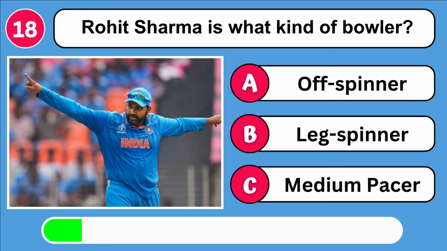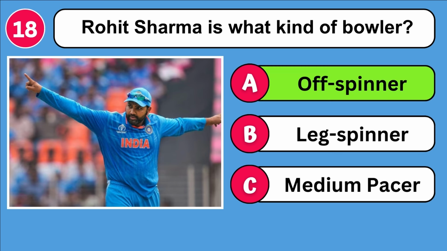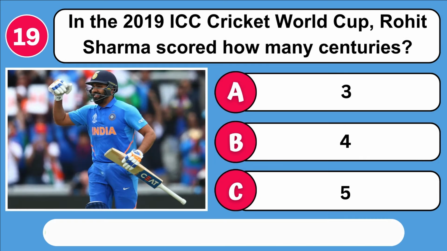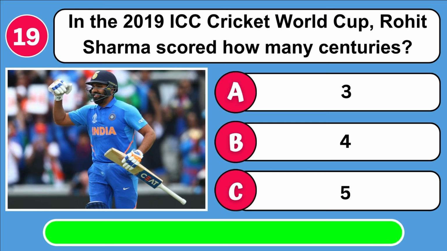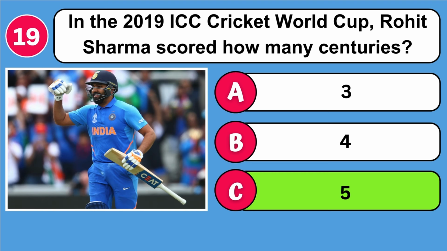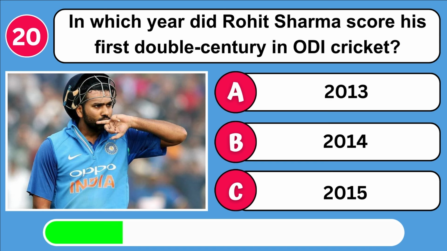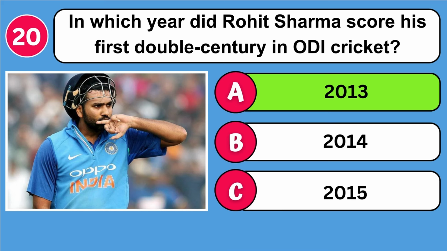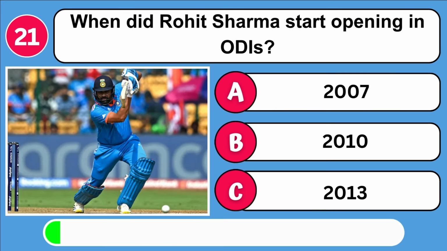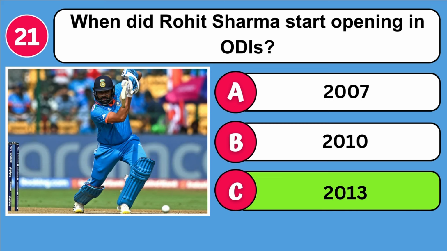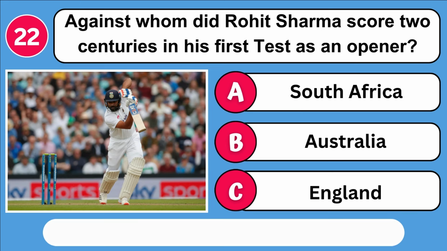Rohit Sharma is what kind of bowler? Off spinner. In the 2019 ICC Cricket World Cup, Rohit Sharma scored how many centuries? 5. In which year did Rohit Sharma score his first double century in ODI cricket? 2013. When did Rohit Sharma start opening in ODIs? 2013.